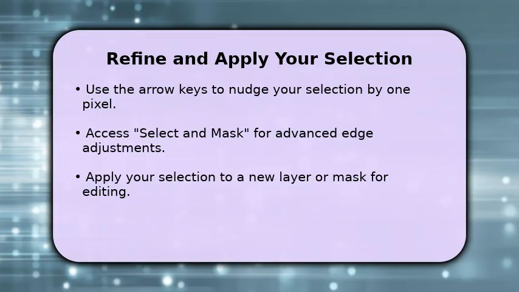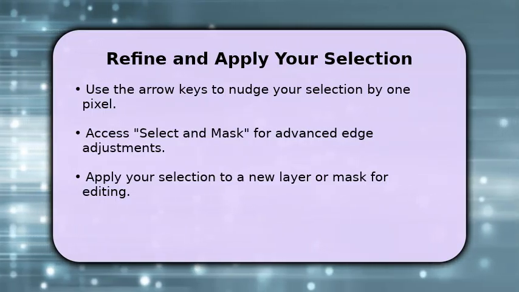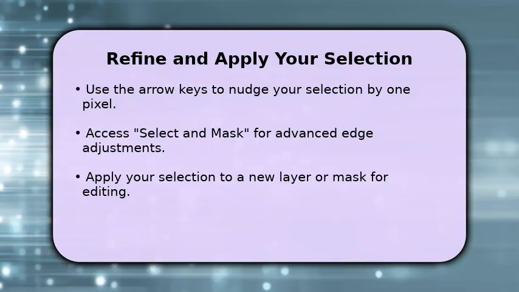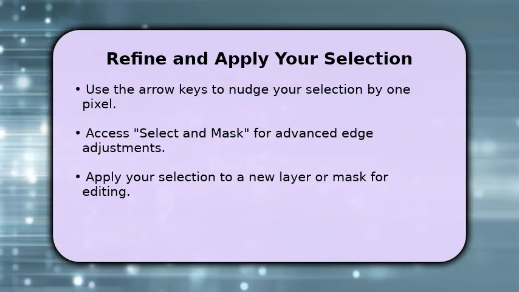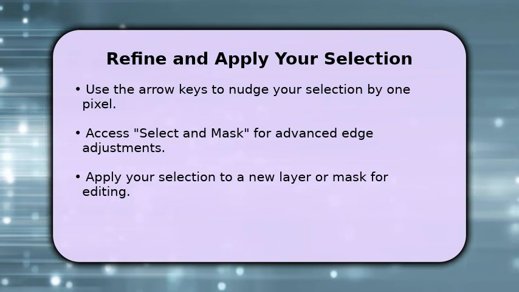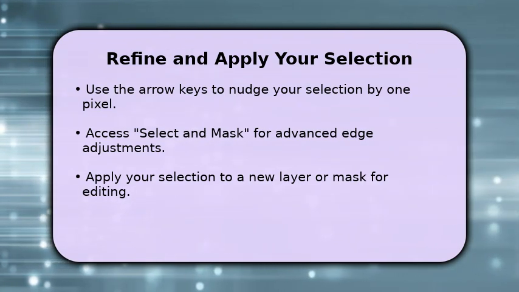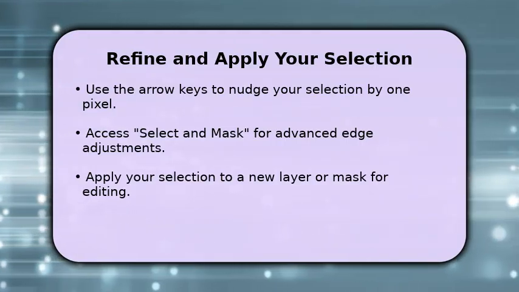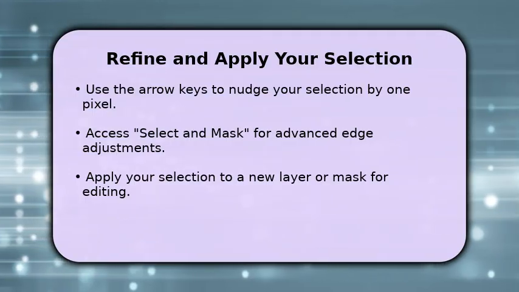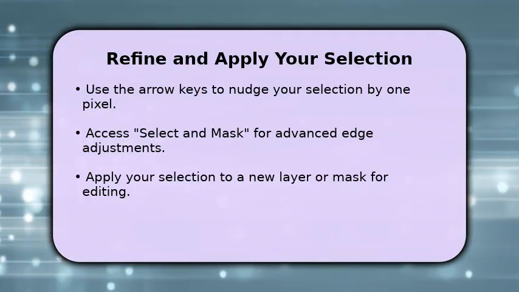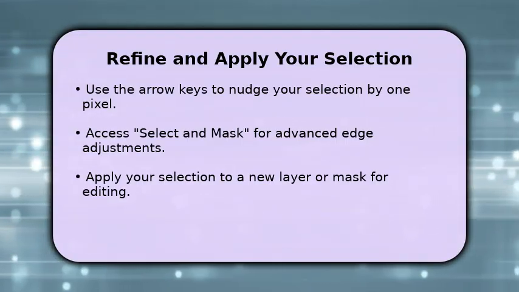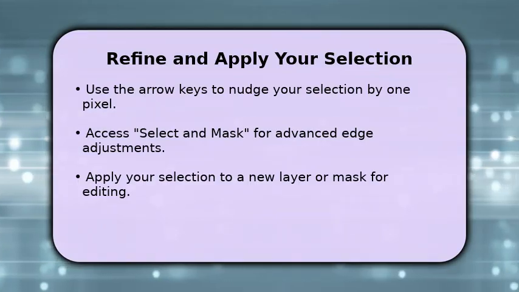After making your initial selection, you can fine-tune its position. Use the arrow keys on your keyboard to nudge the selection 1 pixel at a time for precise placement. For more advanced adjustments like feathering or smoothing edges, go to Select, then Select and Mask. This opens a dedicated workspace with many options. Finally, you can apply your selection to a new layer, create a layer mask, or fill it with a color.